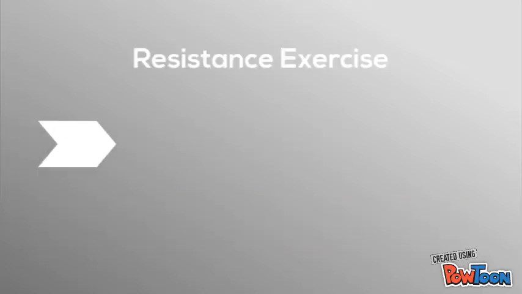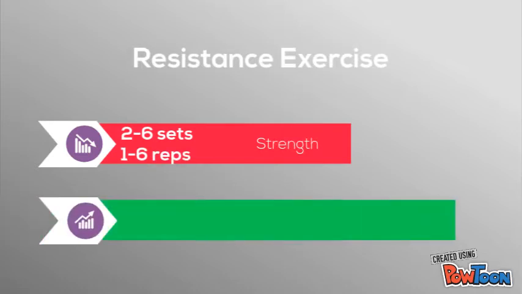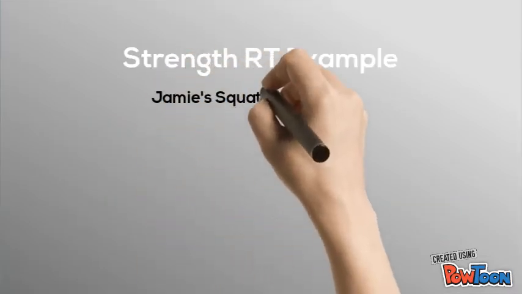But what if we want to resistance train? Usually for optimal strength, we're going to do 2 to 6 sets for 1 to 6 reps. For hypertrophy or muscle growth, we're usually doing 3 to 6 sets of 6 to 12 reps. And again, that depends on your exercise level or your training age, how long you've been exercising for.